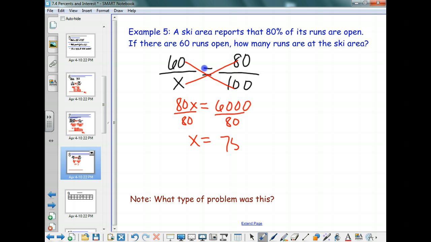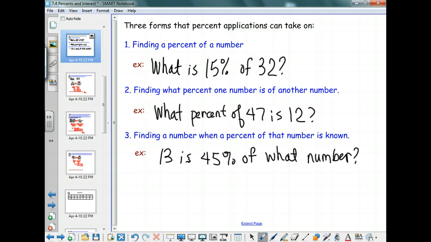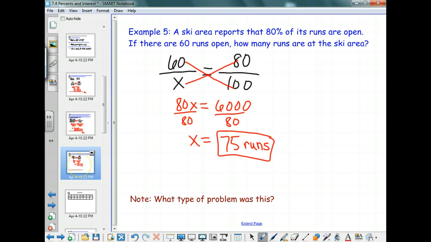75. And just like before, context problems have language answers. You can type in like 75 runs. We had dollars in the last one, or two ago, and then the last one was the number of percent. All right, so what type of problem is this? It was the third one, and this one we were given that 60 was 80% of what number? So this is problem number 3.